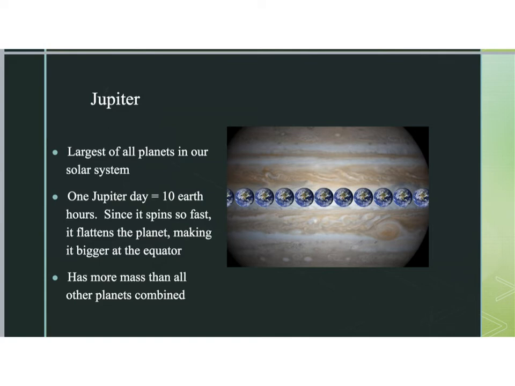Since it spins so fast, it flattens the planet. So the oblate spheroid of the Earth, Jupiter has that same effect too. So it's fatter at the equator than the poles. Maybe not that dramatically, but not only is it the biggest planet, but it has more mass than all of the other planets combined. So I don't know about volume-wise, but mass-wise, you could take them all, and Jupiter would still weigh more.